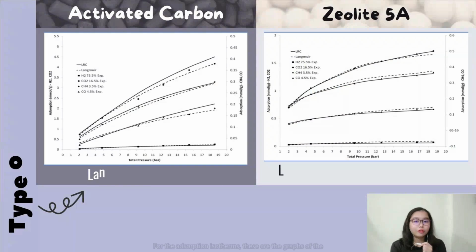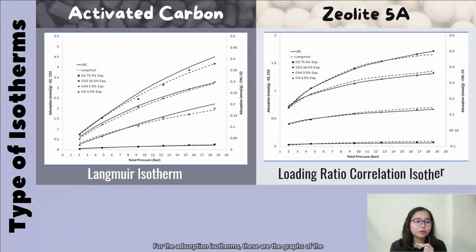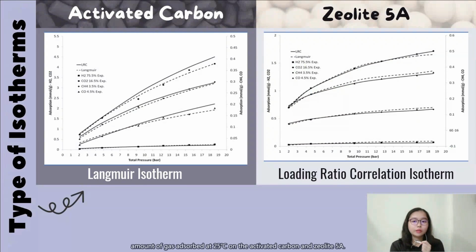For the adsorption isotherms, these are the graphs of the amount of gas adsorbed at 25 degrees Celsius on the activated carbon and zeolite 5A. According to the graphs, it can be seen that the Langmuir isotherm is the best model that can fit the data for a combination of 4 gas components on activated carbon, while for the zeolite 5A, the best model is the LRC isotherm, as the steepness of the adsorption rate reduces with increasing pressure from the graph.